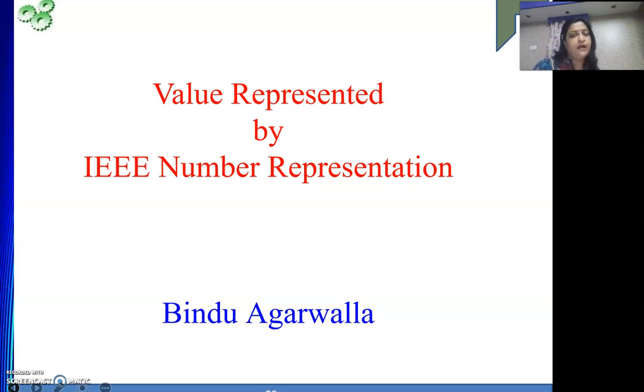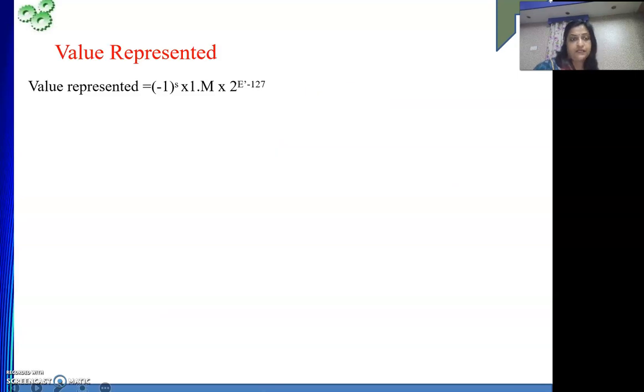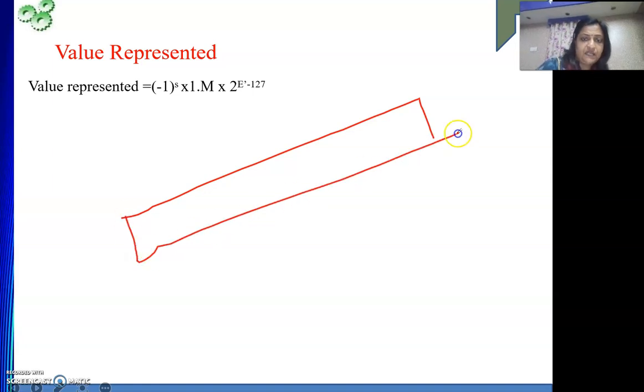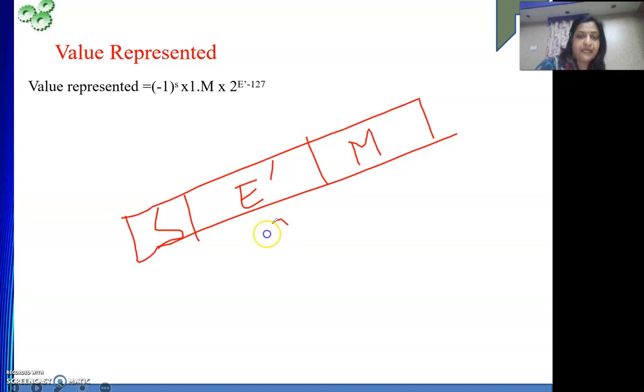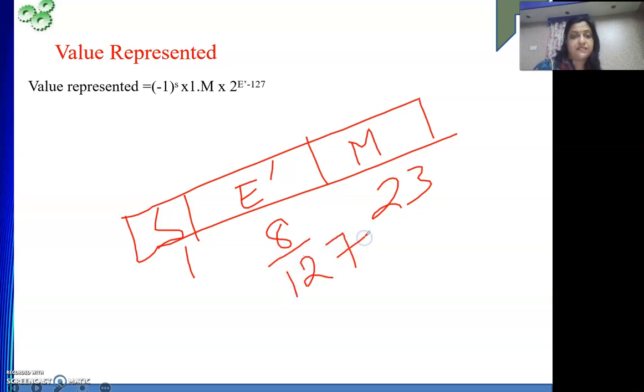In our last video we completed representing a decimal number in IEEE, both single precision as well as double precision. So if it is single precision, what is the value represented by your number? Already we know the format: it is S, E dash, M, with 1 bit, 8 bits and 23 bits, and the exponent is in excess 127 format, that is bias format. So what will be the value?